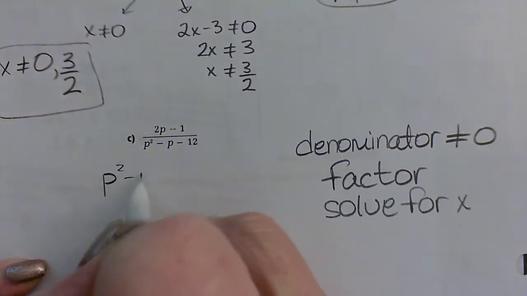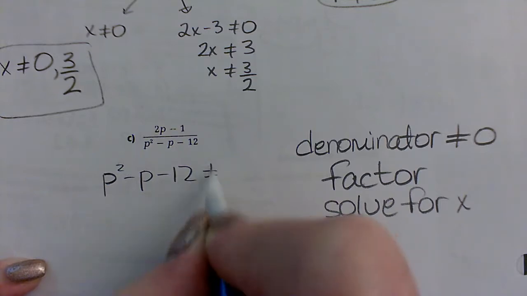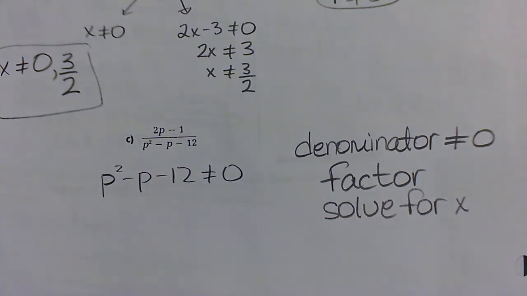p squared minus p minus 12 cannot equal 0. Go ahead and factor.